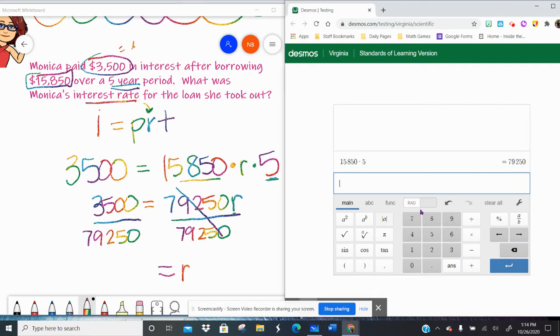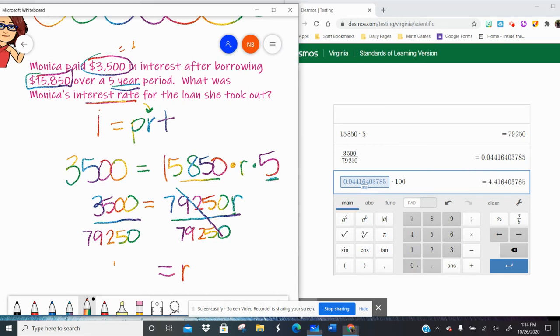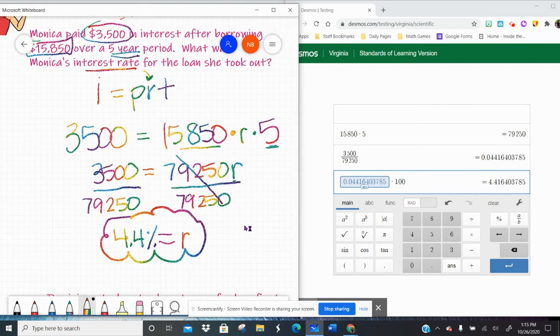So I'm going to take on my Desmos that $3,500 divided by 79,250. And I get this crazy decimal. Well, remember, rate is going to be a percentage. So let's bring down that answer times 100. And we can round really to probably the tenths place. So her interest rate was 4.4%. And we solved it. We are basically geniuses, people.